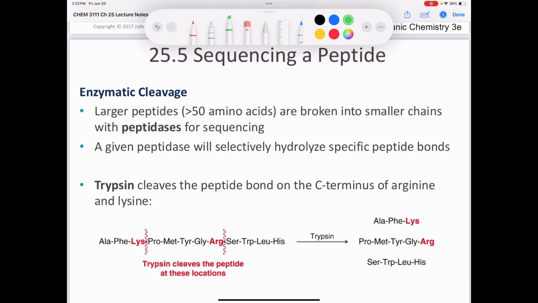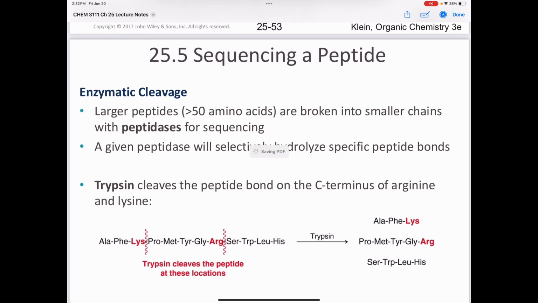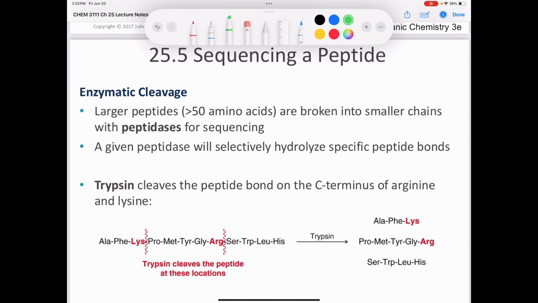A variety of enzymes called peptidases selectively hydrolyze specific peptide bonds. You'll learn more about those in biochemistry, but in this class we only cover a couple of them. For example, trypsin is a digestive enzyme that catalyzes the hydrolysis of a peptide bond at the carboxyl side of the basic amino acids arginine and lysine. And so since you know that it goes N-C-carbonyl, right, it's going to cleave on the carboxyl end. So you see here we have lysine and we have arginine. And so it's going to cleave here and here.